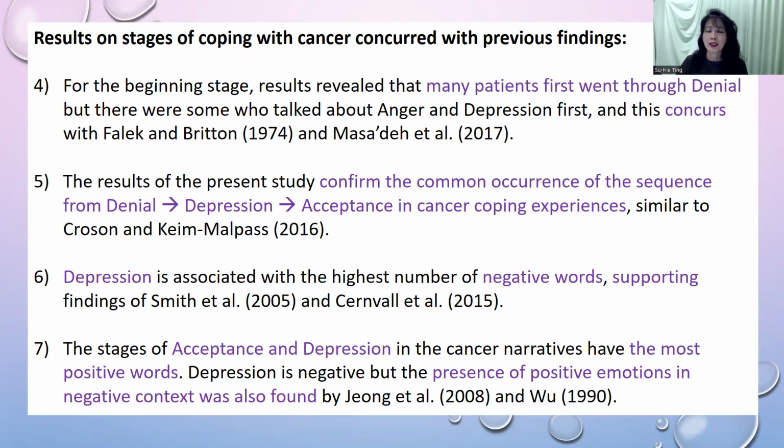Now the main results on the stages of coping with cancer. Yes, it all begins with denial in other studies too. And the common progression from denial to depression to acceptance is common and supports other findings. Depression with the highest number of negative words, yes, it is also consistent. So I have to say that our results on stages of coping confirm what we know about grieving experiences, whether it is for diseases or the death of someone. The stages are similar to what people go through.